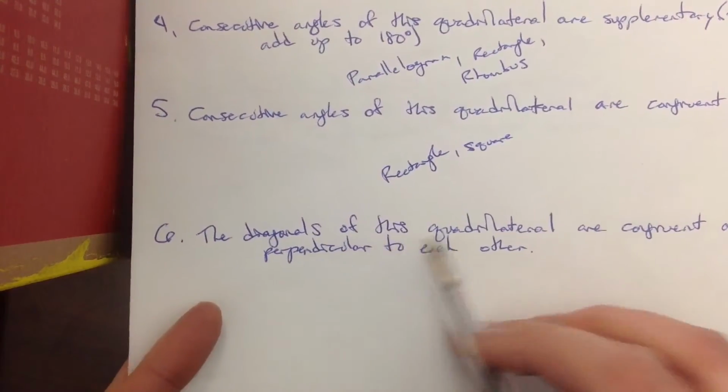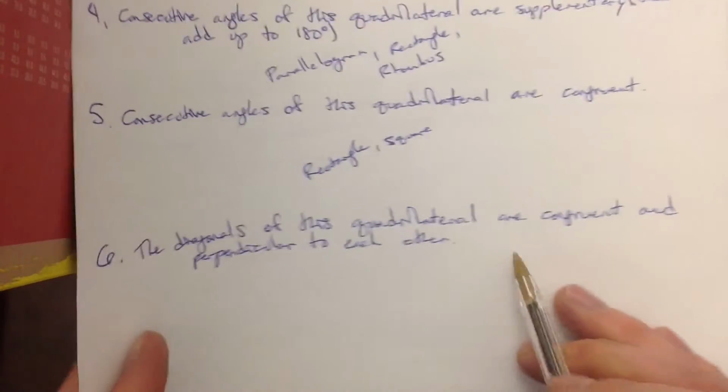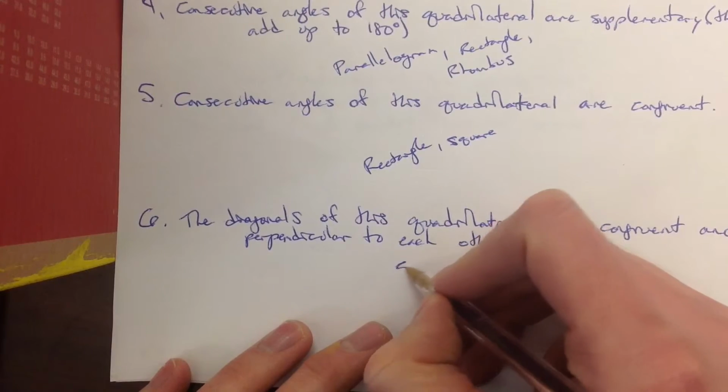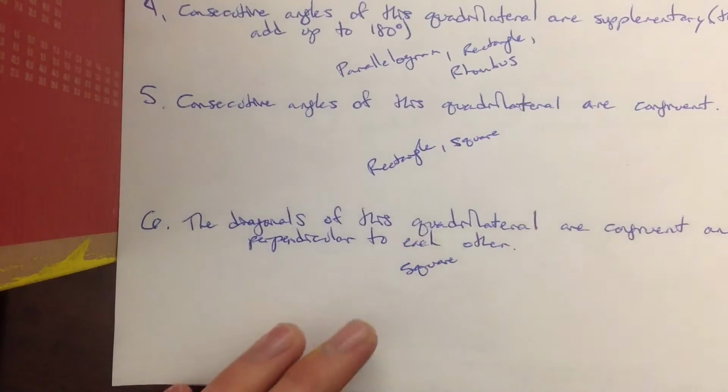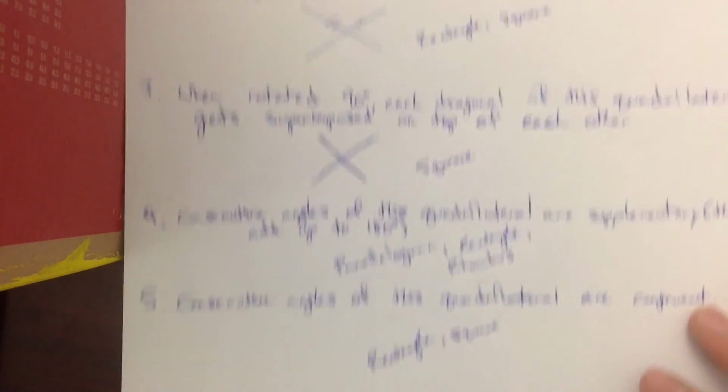The diagonals of this quadrilateral are congruent and perpendicular. Well, the type off the top of my head that fits this is a square. See if you can find any others from what I have that fit these categories.